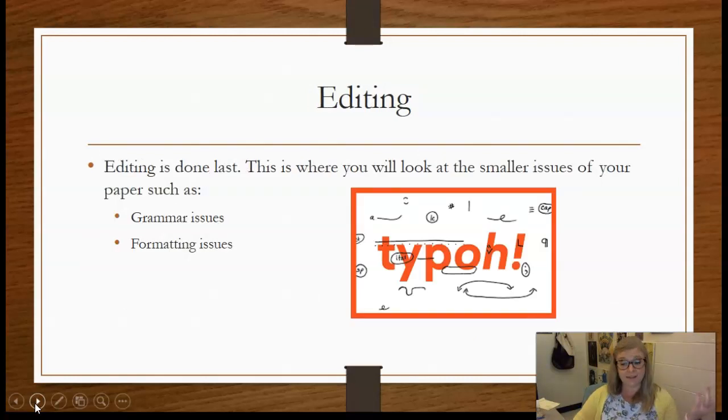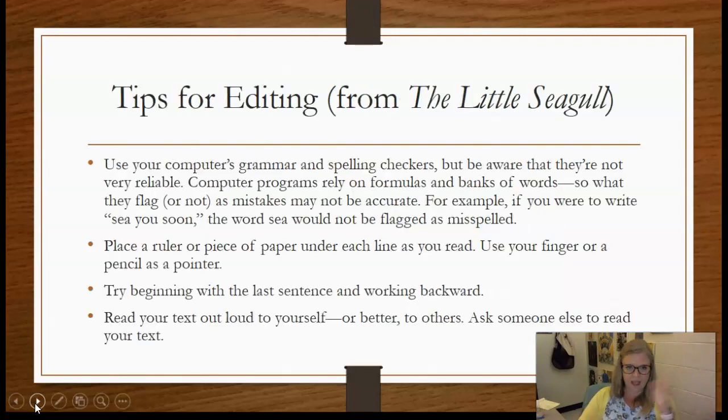Okay, the next step to me is pretty easy. Editing. This is where you look at the smaller issues like grammar, formatting, sentence structure, typos, and clarity of your sentences. I listed some of the things from the Little Seagull. Always use spell check. That will help. Some of my students use Grammarly, and I think that's okay too. I actually think it might be a little bit better than spell check.